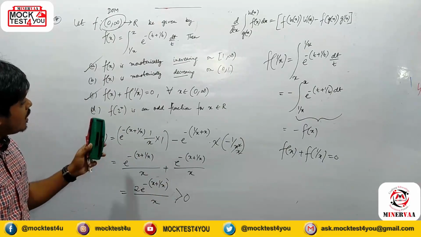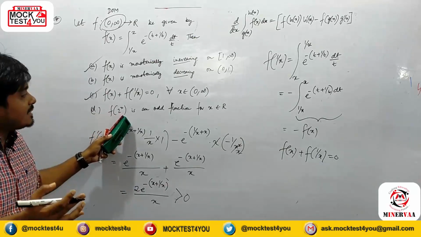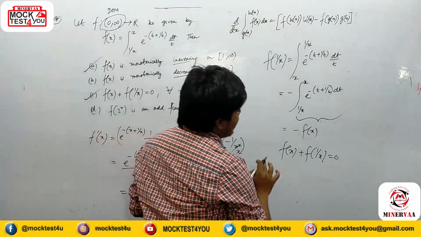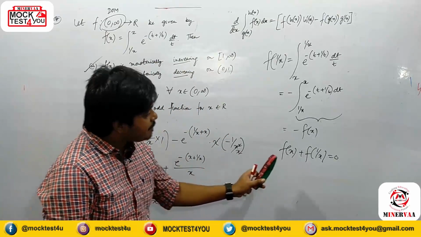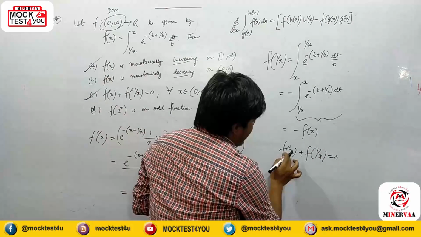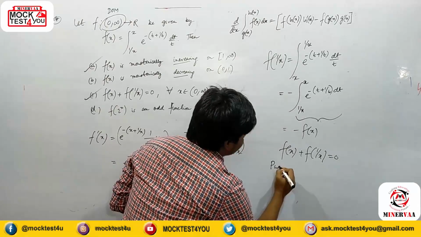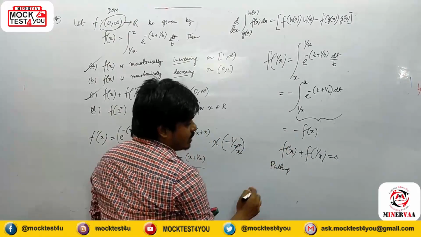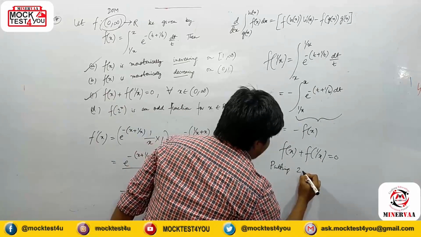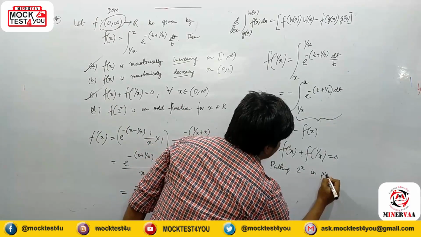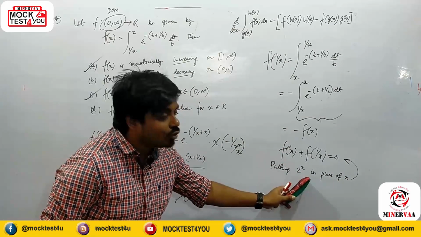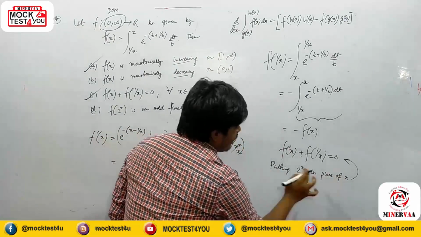So the fourth option is, f of 2 to the power x is an odd function or not, right? So let's do it. Now, look at here, guys. f(x) plus f of 1 by x equal to 0, right? Now, we will start proving that other one. Putting 2 to the power x in place of x in here. So in place of x, I am putting 2 to the power x.